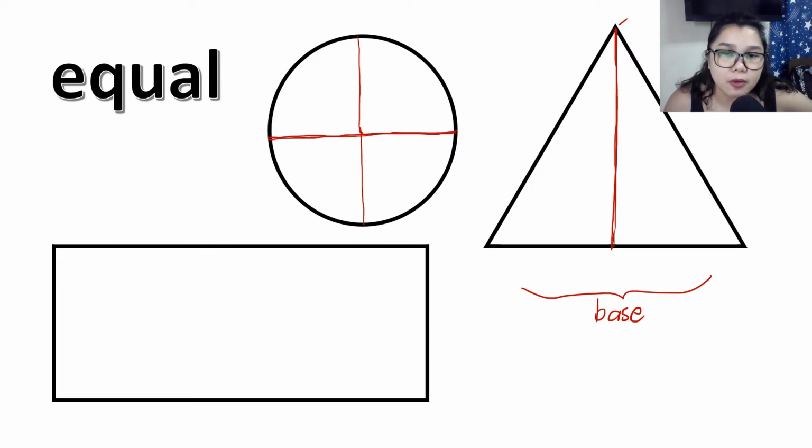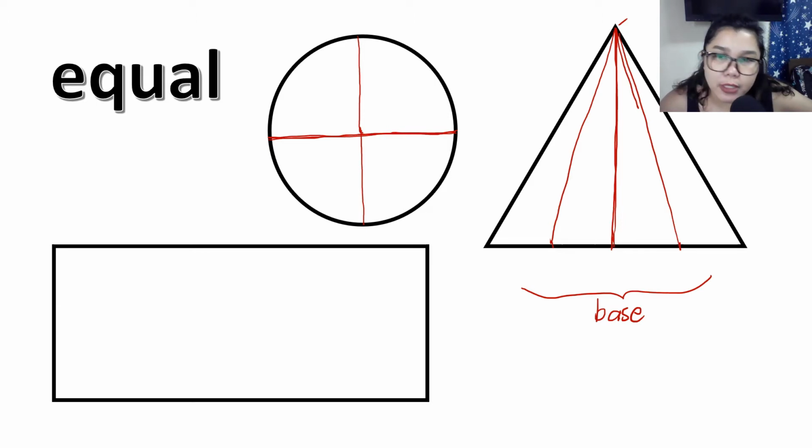So, how about if we're going to have 4 equal parts? What we do, from that 1/2, hatiin pa natin, and then let's connect it from the peak down to the line. So, medyo hindi pumapantay. But this is almost equal portions.